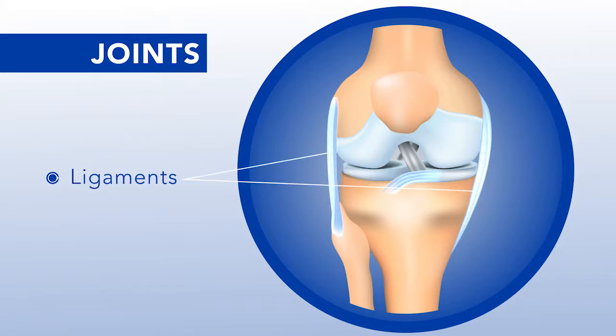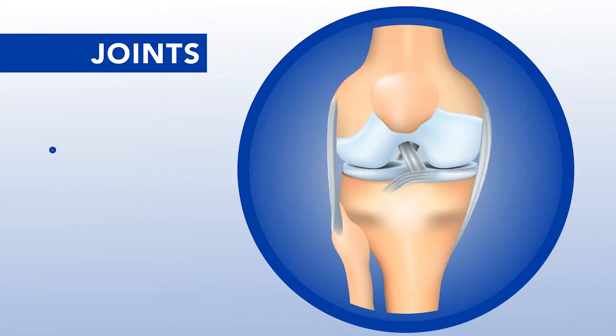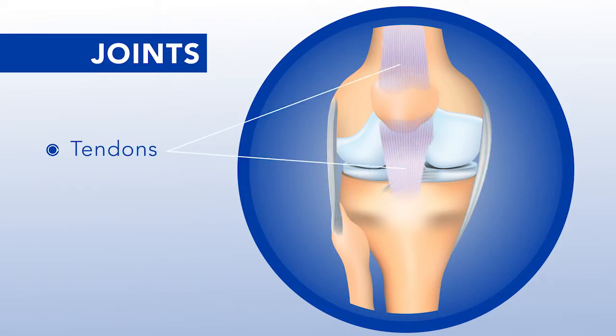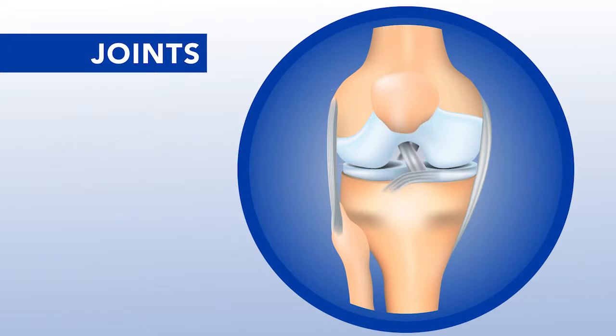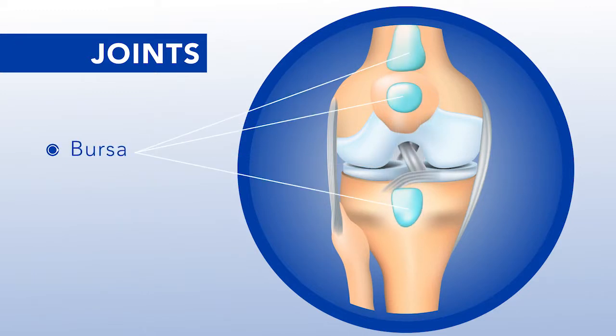Ligaments are bundles of strong connective tissue that connect from bone to bone. They provide stability and essentially hold the joint together. Tendons are also bundles of strong connective tissue, but these tissues connect muscle to bone. When muscles contract, the tendon acts like a pulley to make your bones move. Additionally, there are small fluid-filled sacs called bursa. They are found in areas near joints and help cushion joint structures to reduce friction during movement.